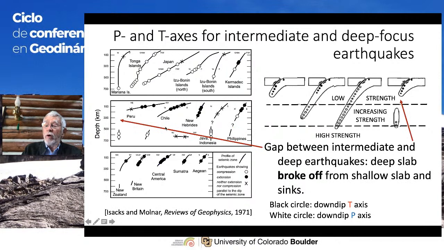An alternative explanation, however, is that the slab broke off. Under Peru, for example, that the lithosphere broke and sank to the bottom. So the slab is compressed down dip at great depth because it's sitting on this resistant floor, but at intermediate depths, it's stretched by its weight in here.